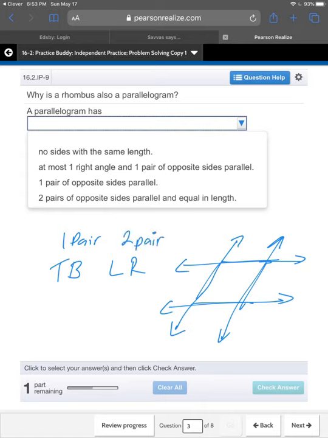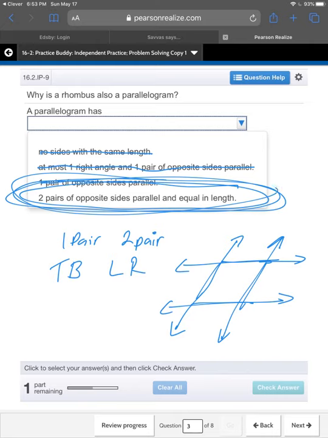Okay. So which one would talk to me about that? Well, this one says no sides are the same length. That's not true because a rhombus has all equal sides. At most, 1 right angle. Okay, well, first of all, rhombuses don't have right angles. Second, I did have 1 pair, but I had 2 pair.